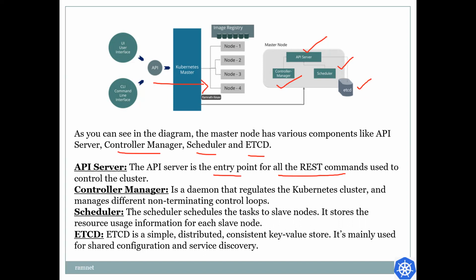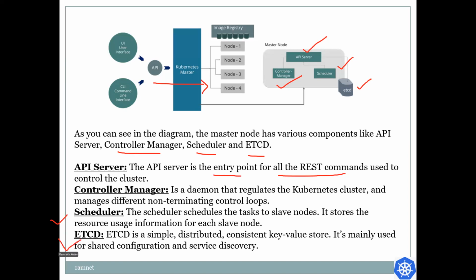And the controller manager, it's a daemon that regulates the Kubernetes cluster and manages non-terminating control loops. Then the scheduler schedules the tasks to slave nodes. It stores the resource usage information for each slave node. etcd is a simple distributed consistent key value store.